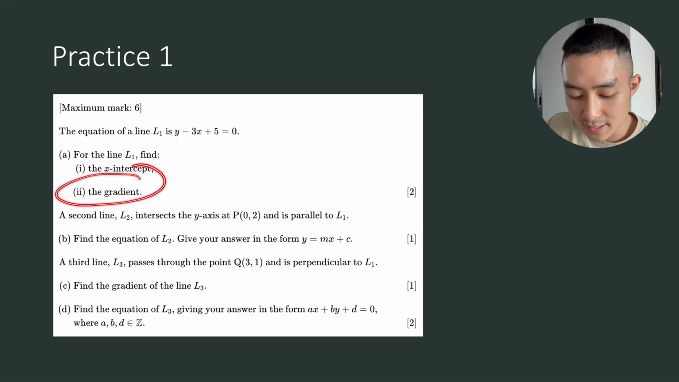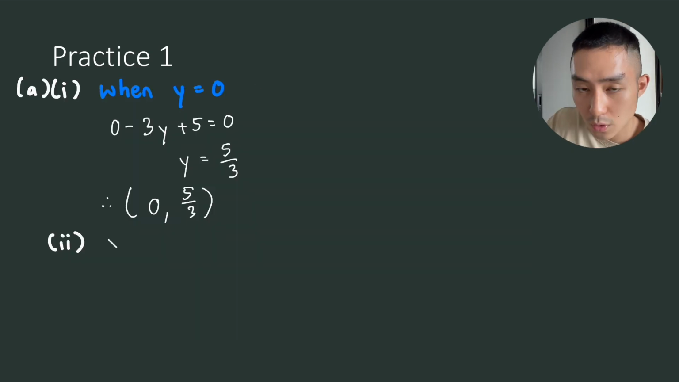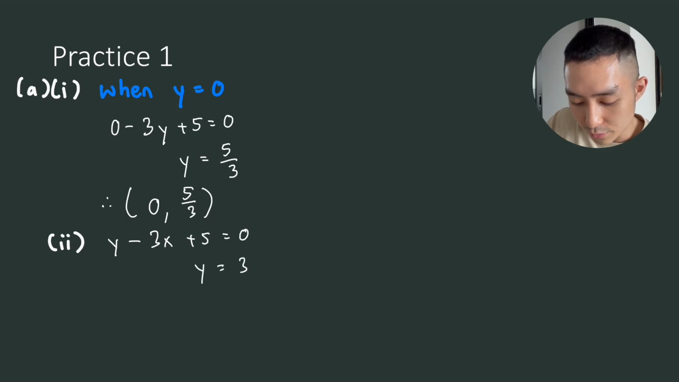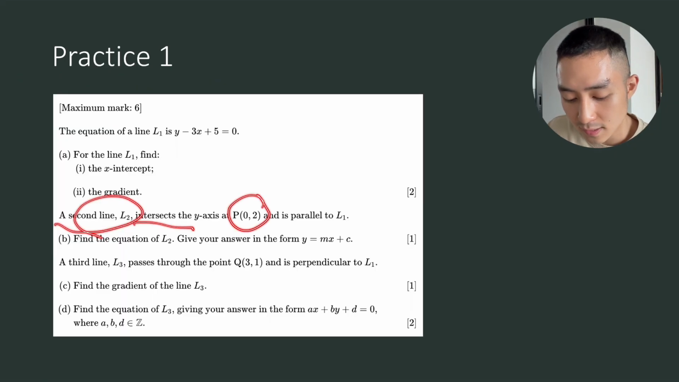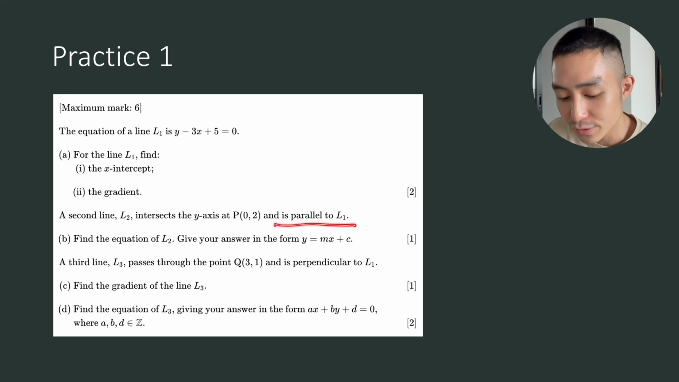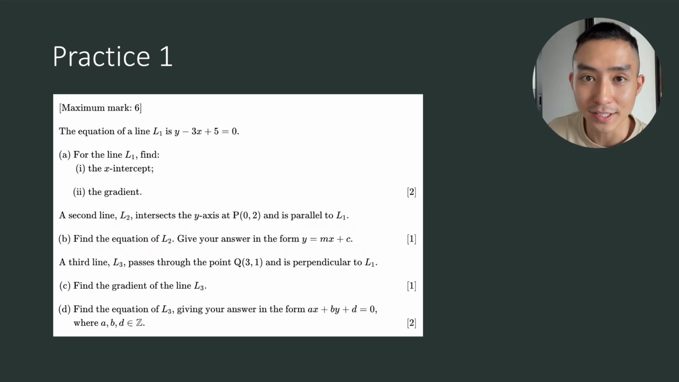The second part is the gradient. We can get this by rearranging the equation. So y minus 3x plus 5 equals 0, and y equals 3x minus 5, and we get that the gradient is 3. The second line intersects at (0, 2) and is parallel to L1. So we need to find the equation of L2 and write it in gradient-intercept form.